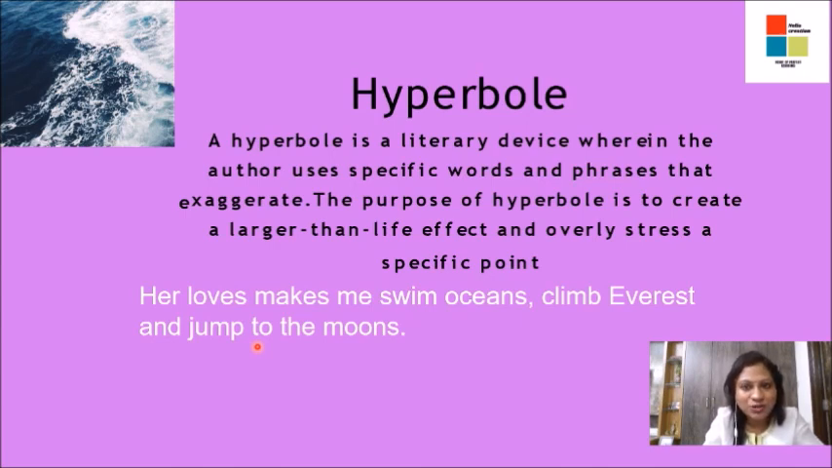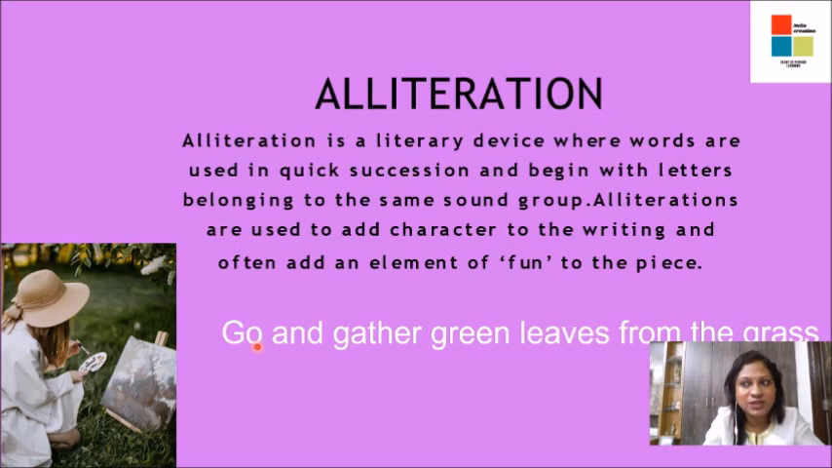Now let us move on to the next figure of speech, which is alliteration. Again, alliterations are very common in the English language, and as I said in the beginning, you must have come across alliteration because there are so many nursery rhymes. Tongue twisters are a very, very common example of alliteration. So it's a literary device where words are used in quick succession and begin with letters belonging to the same sound group.